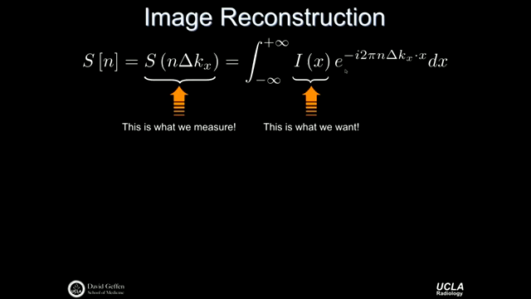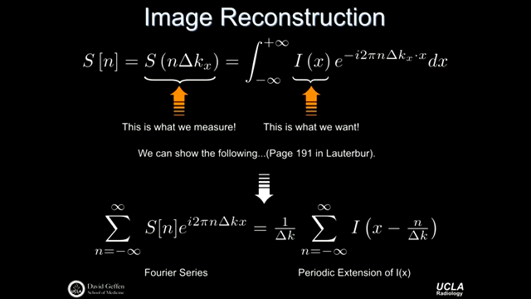But this is what we actually want. So the question is how to go about inverting this. And the actual inversion process is a little bit complicated. What's born out of it is a new set of expressions. You can follow this more carefully in the Lauterbur book.